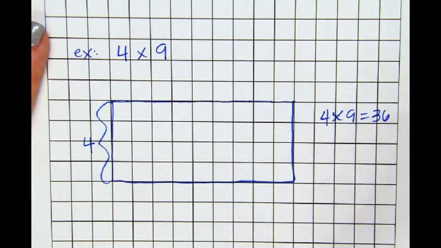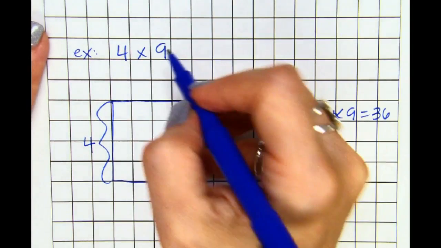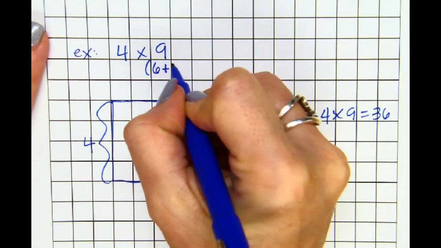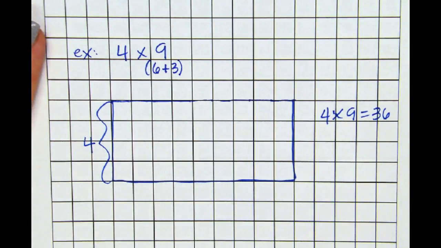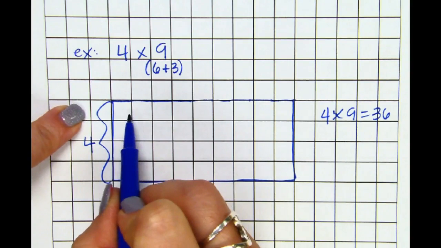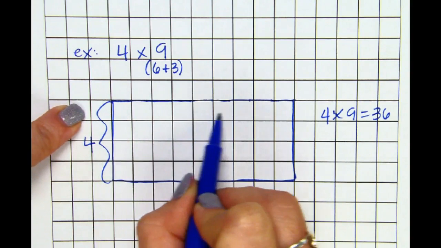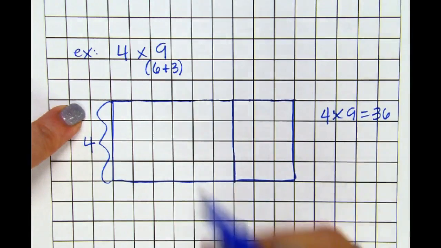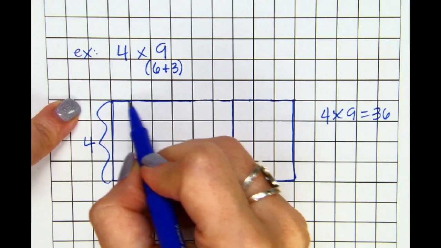Let's break it apart in a different way. How else can we get to 9? We could choose 6 plus 3 perhaps. So now I'm going to go across 3. 1, 2, 3, 4, 5, I'm going to go across 6. My goodness, I'm getting tongue-tied. I went across 6.